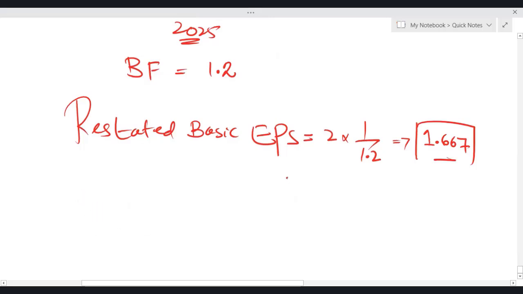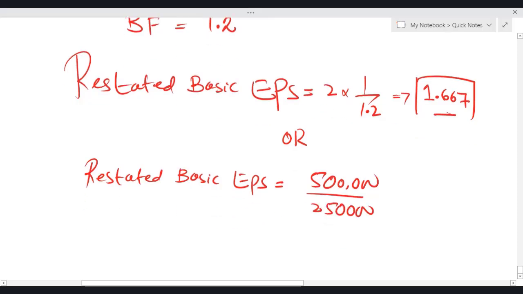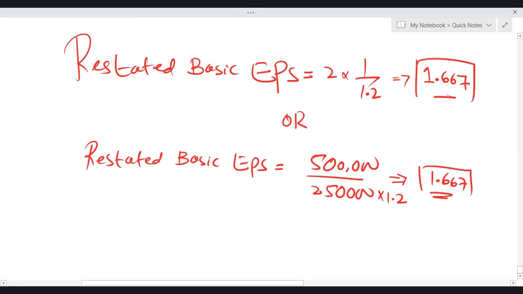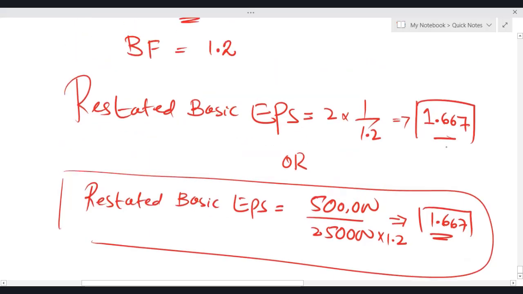Look at this. The same thing can also be calculated like that. Restated basic EPS: profit after tax is 500,000. When we calculated basic EPS of 2, we used ordinary shares 2,50,000. Obviously, 5 lakh divided by 250 gives you basic EPS 2. Another way to calculate the restated EPS: 2,50,000 multiplied by 1.2. Obviously, you're getting the same result, which is 1.667. I hope this is clear. Actually, multiplying by 1/2 means you are doing 1/1.2. So why are we discussing this when we already have the answer? There's a reason. Let me tell you the reason.